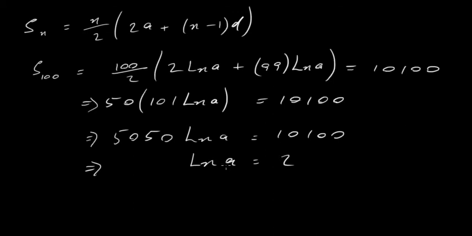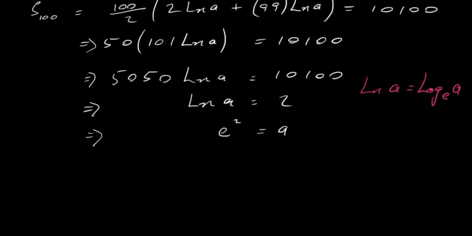Now remember, ln of A is just simply log to the base E of A. It's just a different way of writing it. So in other words, we have an E down here, so E to the power of 2 should give us A, changing it from log form to index form. So let's do that then.